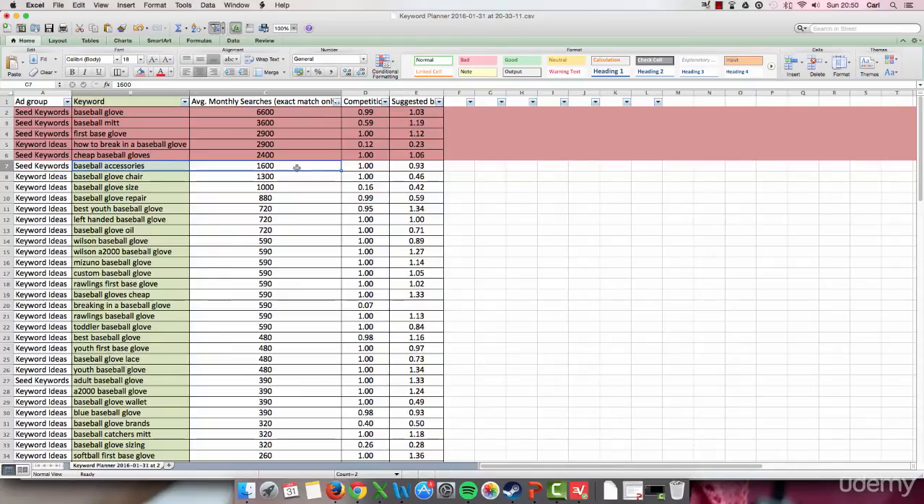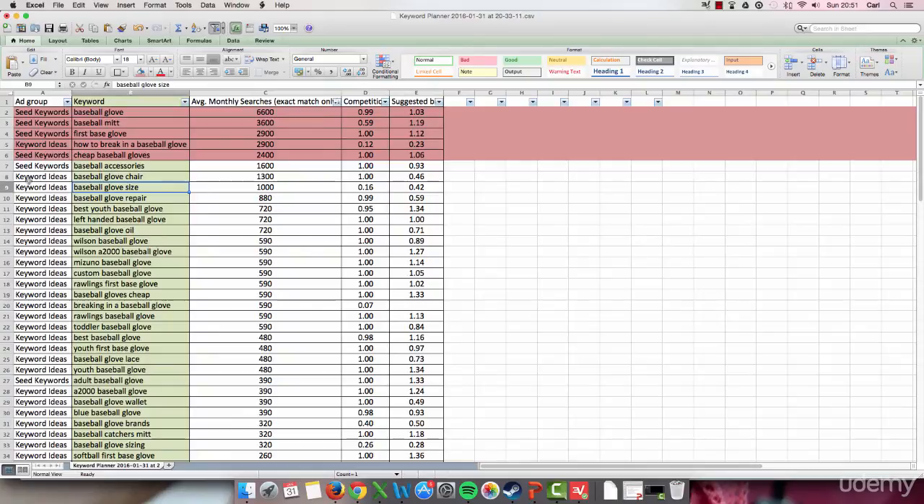So using the baseball glove as an example, I've got keywords here directly related to baseball gloves. Now, I'm going to be on my blog writing about baseball gloves with lots of information leading to product pages. So, for example, if we took this one here, I like the look of this one because the competition is low and the suggested bid is low. Now, this for me indicates that there's not a lot of people looking for this keyword or typing baseball glove size into Google. You get 1,000 searches a month, but there's not many other people targeting this keyword compared to baseball glove chair, for example, which is a higher competition word.